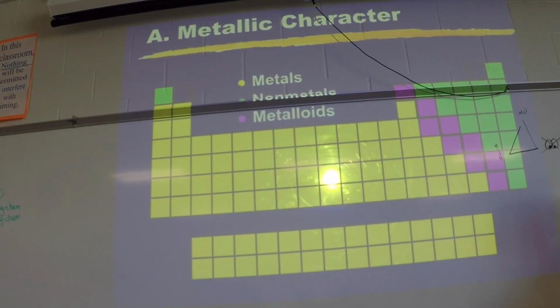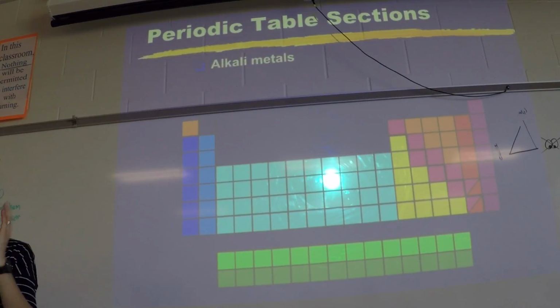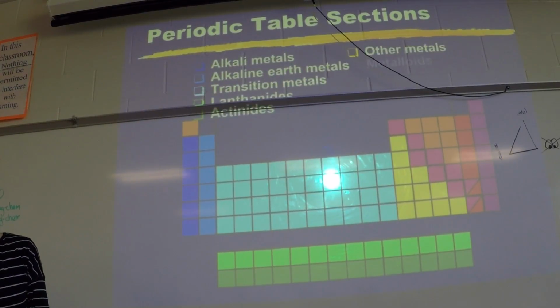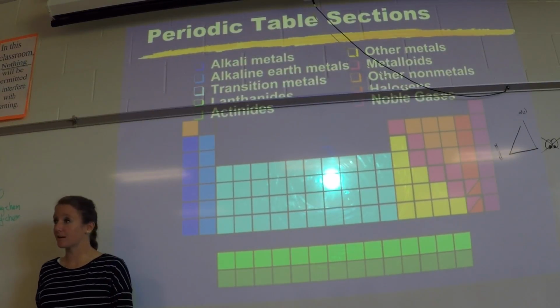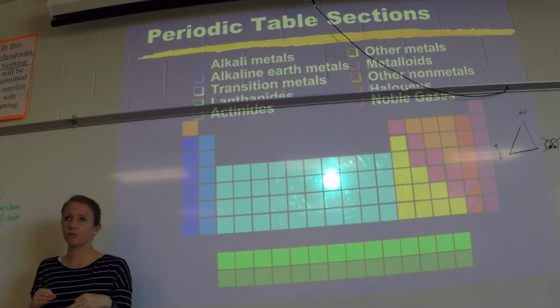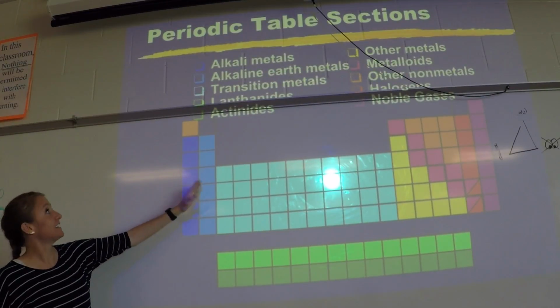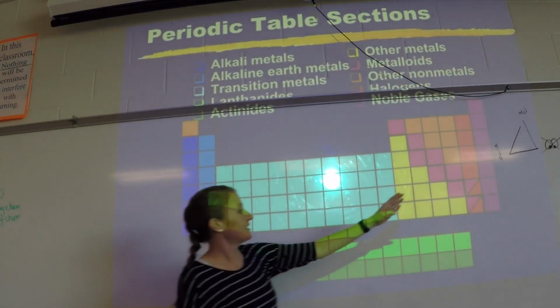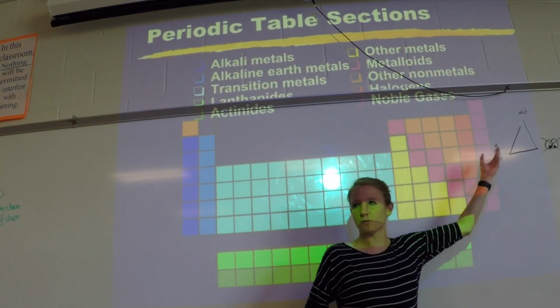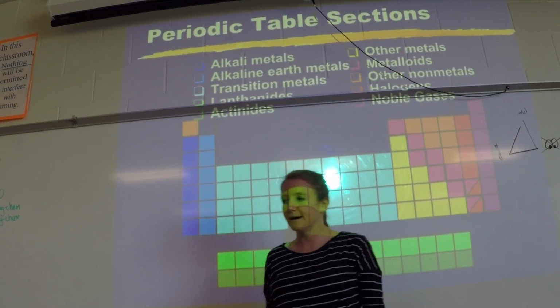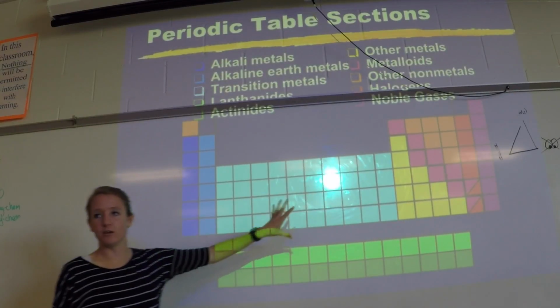So another pattern we see is that as I read left to right, things become less metallic and more non-metallic. All right, and then if you flip to the back side of your notes, I've given you a periodic table that has all the families, so you don't have to write them all in. But these are the different families of the periodic table we have. The main ones that you should focus on are alkali metals, alkaline earth metals, and then the halogens and the noble gases. Those are really common ones we talk about a lot. And then, of course, we have the transition ones in the middle.